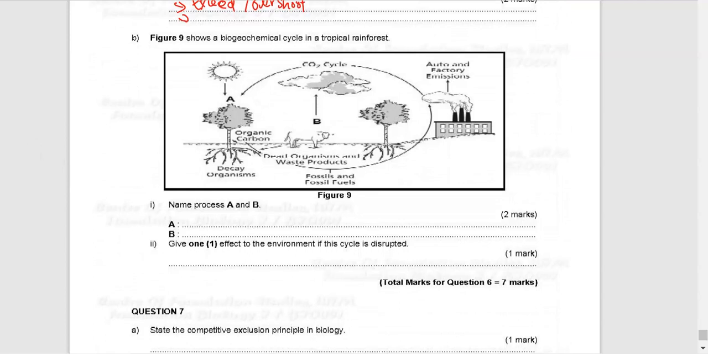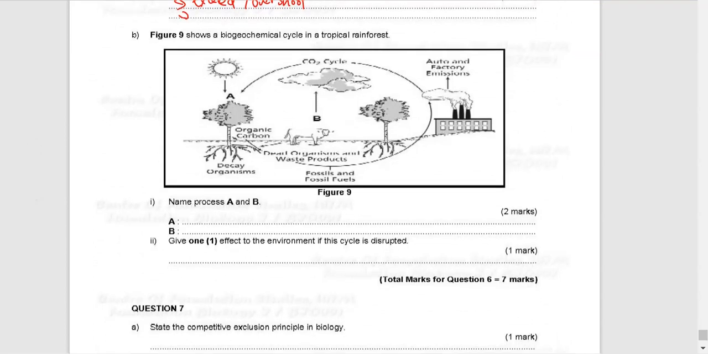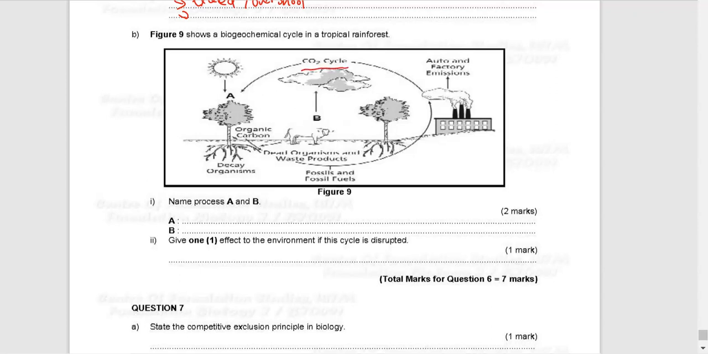Question B, figure 9 shows a biogeochemical cycle in a tropical rainforest. Name process A and B. Process A involves the carbon cycle. It is explained in the carbon cycle, so A is actually photosynthesis.